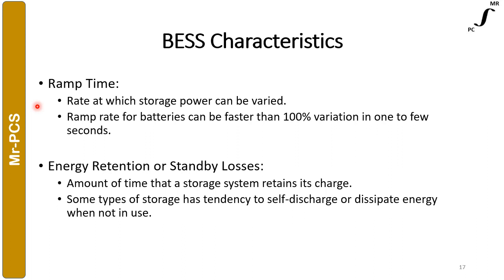Ramp rate indicates the rate at which storage power can be varied. Ramp rate for the batteries can be faster than 100% variation within 1 to few seconds. Energy retention time means amount of time that a storage system retains its charge. This is an important feature as some of the storage self-discharges or dissipates energy when not in use.